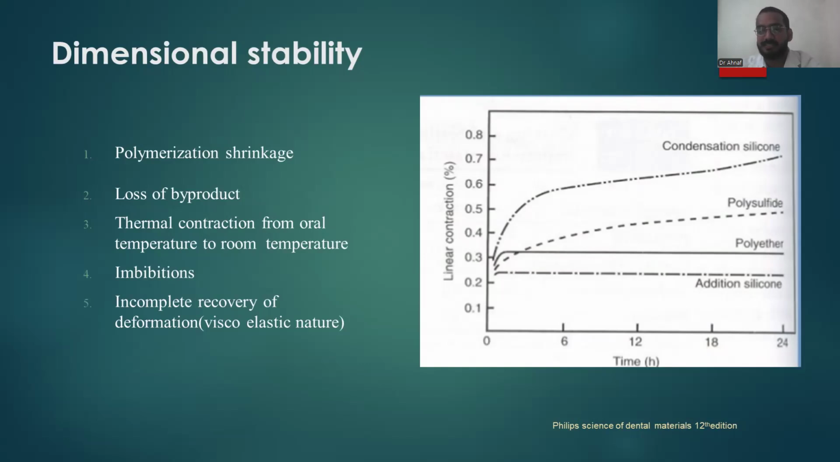Polyether shows a slight increase from about 0.2 to 0.3, then stays constant. When it comes to polysulfide, there is a slow increase of linear contraction from 0.2 till 0.5. But in the case of condensation silicone, you can see a rapid increase in linear contraction between 0 and 6 hours. Then there is a slow increase till it reaches between 0.7 and 0.8.